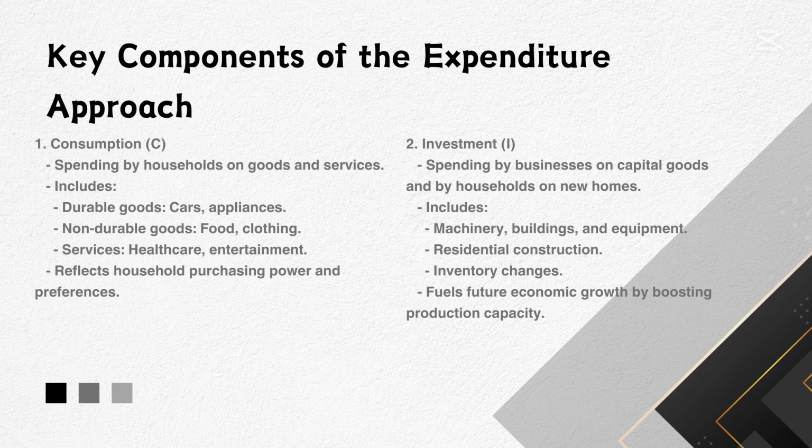The first one is consumption: spending by households on goods and services. This includes durable goods, such as cars and appliances, second is non-durable goods, such as food and clothes, and lastly services, such as healthcare and entertainment. It reflects household purchasing power and preference. Second is investment: spending by businesses on capital goods and by households on new homes, such as machinery, buildings and equipment, residential construction, and inventory changes. It fuels future economic growth by boosting production capacity.